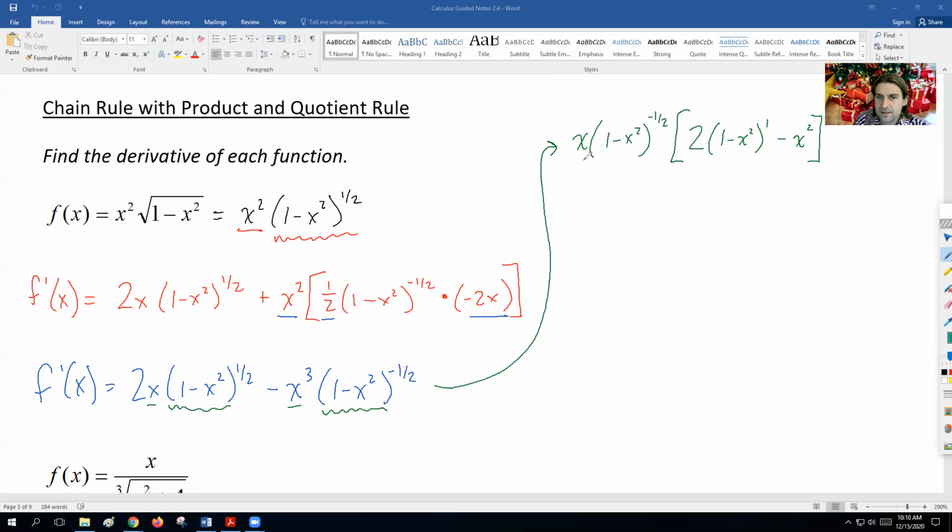We would have this x stay on top. The 1 minus x squared to the negative 1/2 power would be a radical 1 minus x squared on the denominator. And then let's see, we would have to distribute the 2 here. This would be a 2 minus 2x squared minus x squared. Finally, the final answer for this one would be x times 2 minus 3x squared over radical 1 minus x squared.